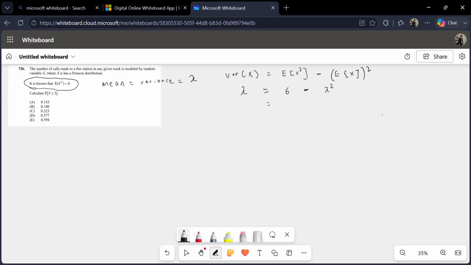So this will just become a quadratic equation. We put all our terms on the left-hand side and make the right-hand side 0. So when we put everything on the left-hand side, it becomes lambda squared plus lambda minus 6 equals 0. So this is just a quadratic equation. Then we can just factor it.